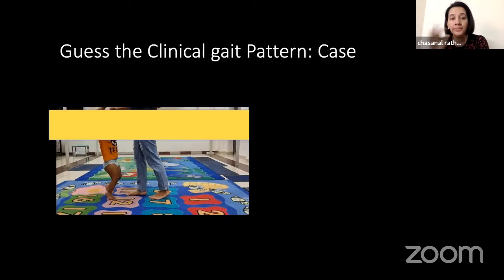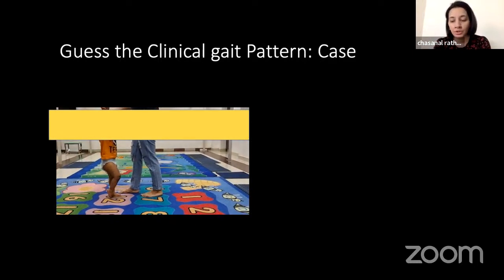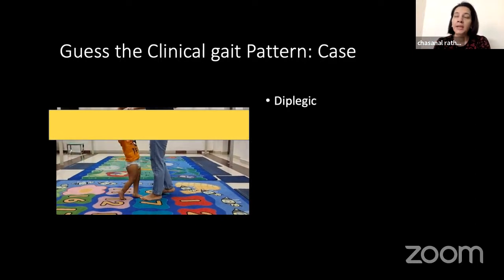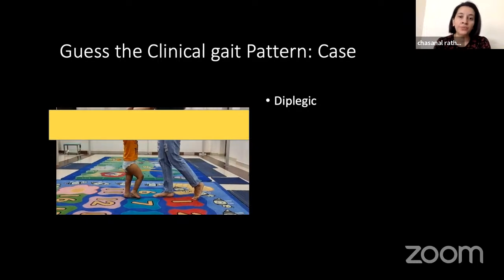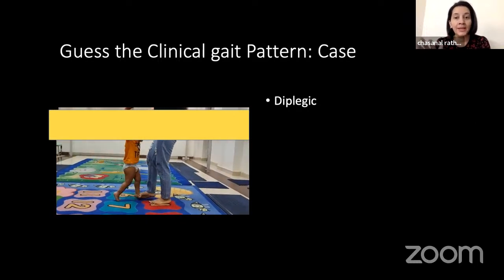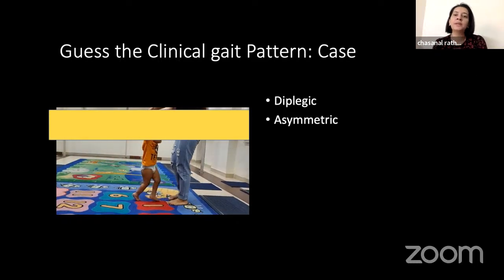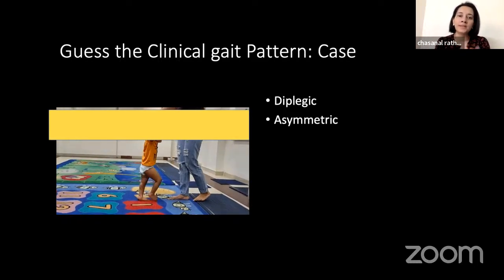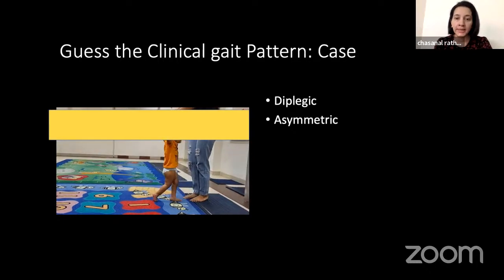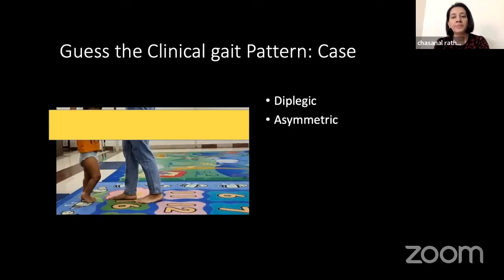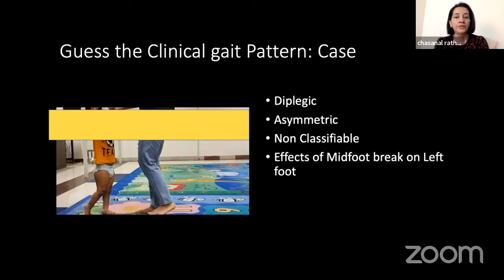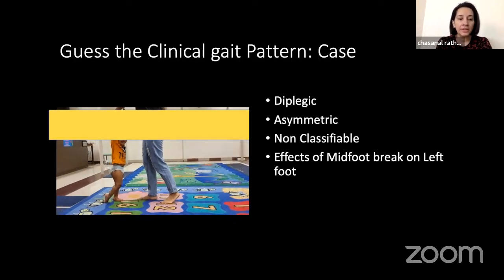Instead of labeling them, we describe each lower limb separately and not put it in one particular category. So we would say he's a diplegic, but he's an asymmetric diplegic. Not always are diplegics symmetric. Always one side may be slightly more involved than the other side. So this is an asymmetric diplegic, and there have been effects of midfoot break already on the left side.